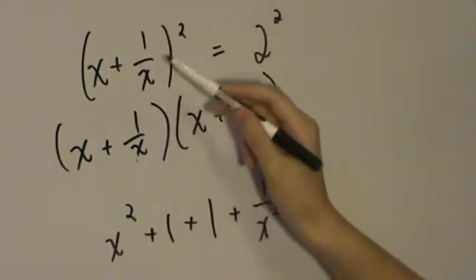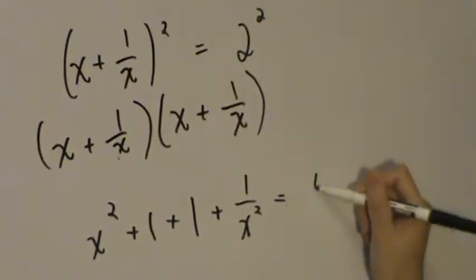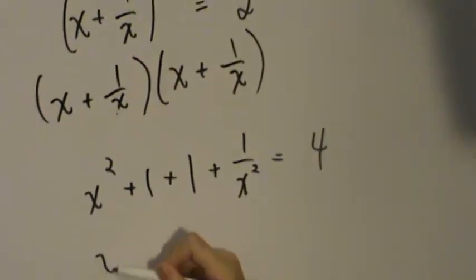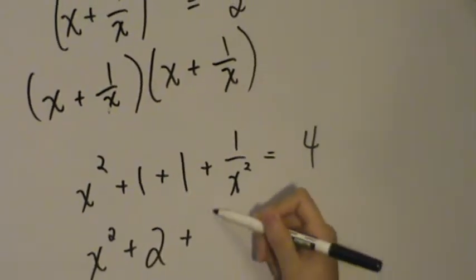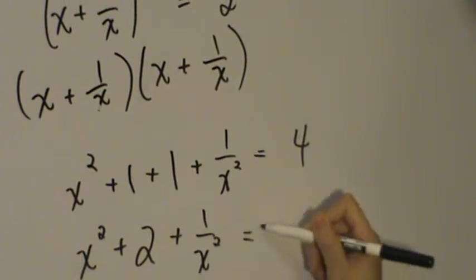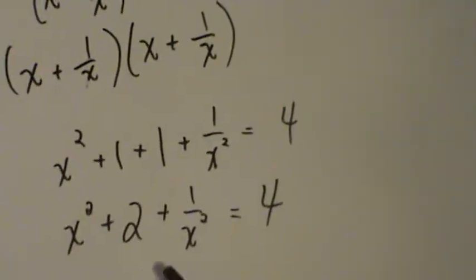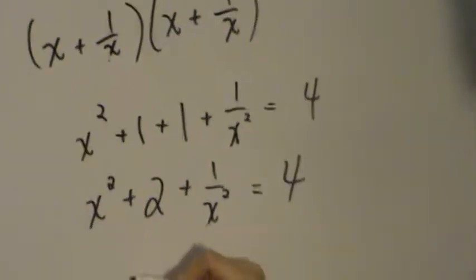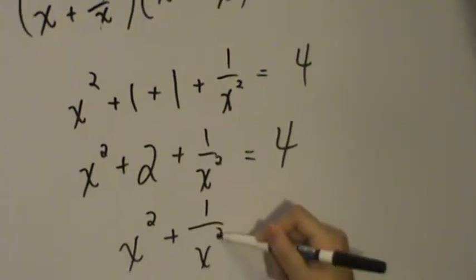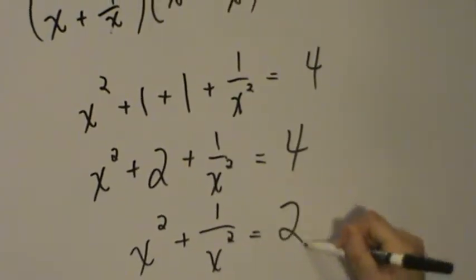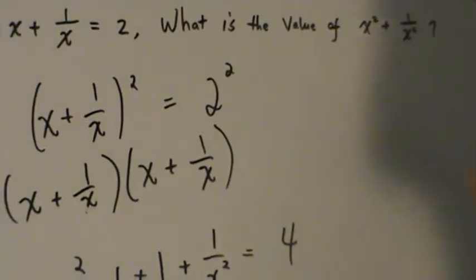Okay, so we have this. So (x plus 1 over x) squared is this, and then 2 squared is 4. And we see that we get x squared plus 2 plus 1 over x squared. In order to get from here to here, all we need to do is subtract 2 from both sides. So we're going to do that. x squared plus 1 over x squared equals 4 minus 2 equals 2. So the answer to this problem is actually 2.